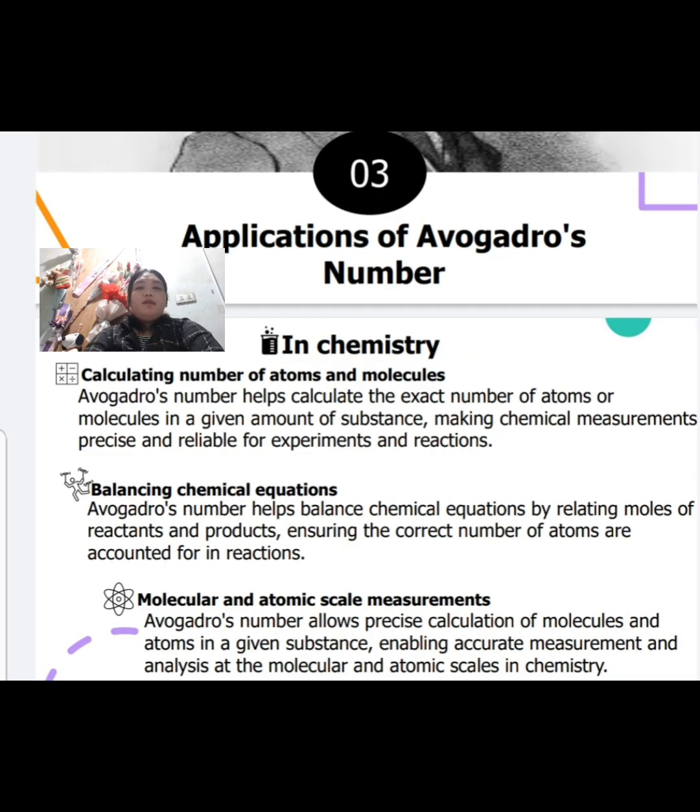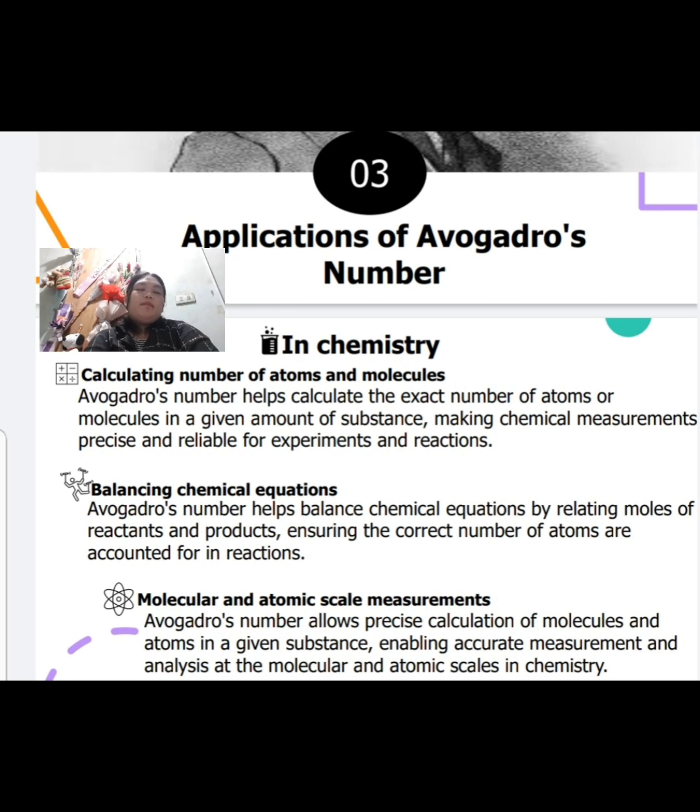Part 3 is the application of Avogadro's number. So here we can see the calculating of numbers of atoms and molecules. In short, Avogadro's number helps to calculate the exact number of atoms or molecules through the given amount of a substance.